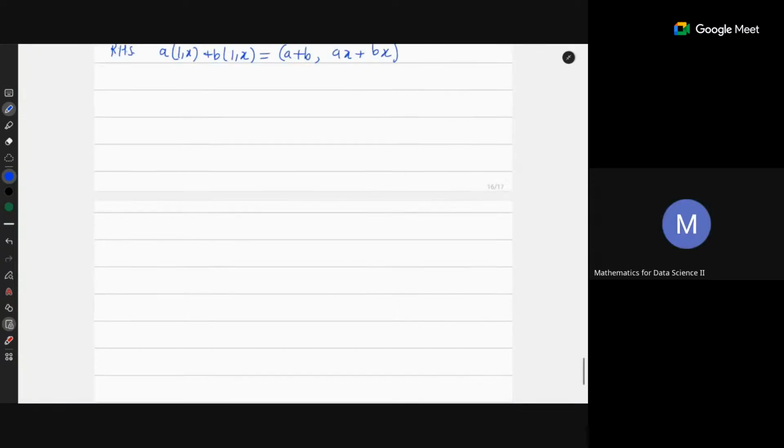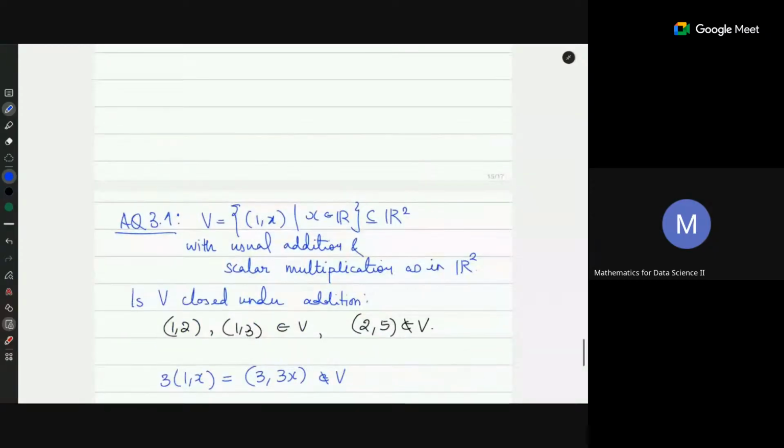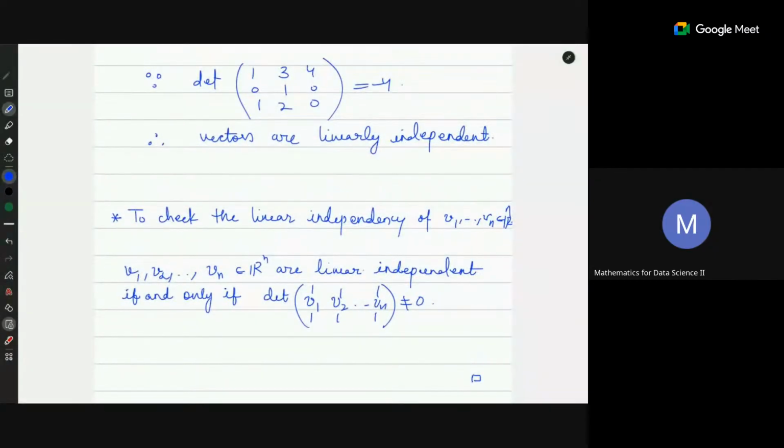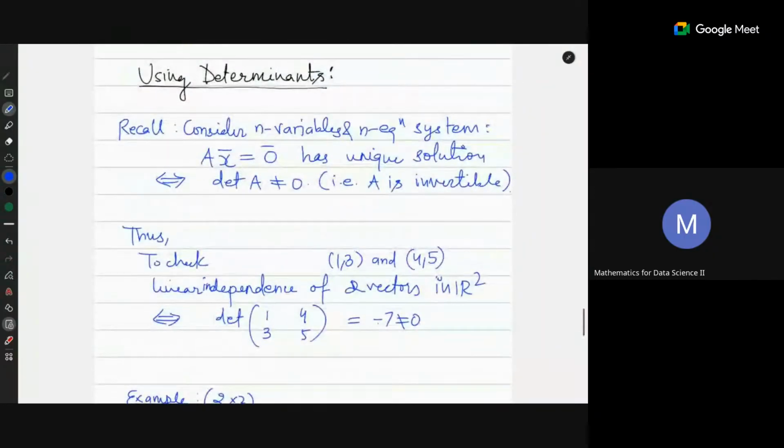Sir, I have a doubt. You had said that if the solution is unique, then it is dependent. But when we get the determinant as -4, it is independent, not dependent. No, I have not said independent.